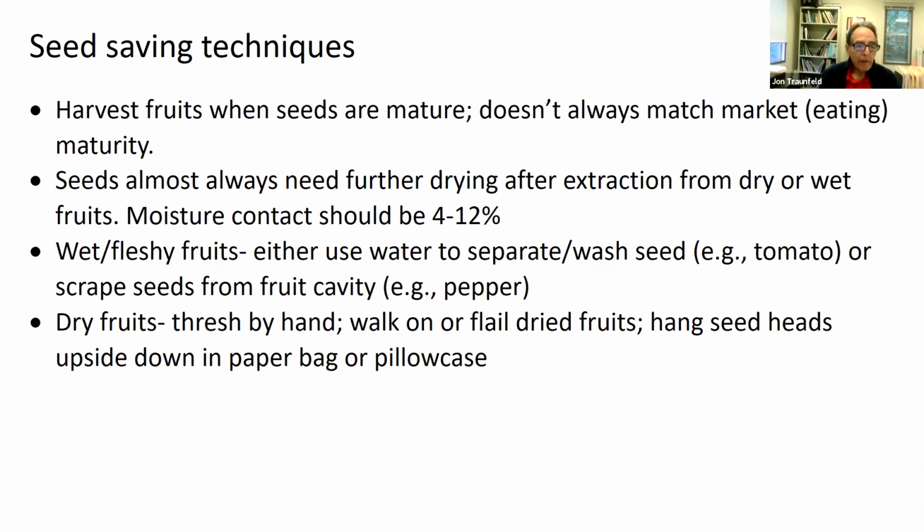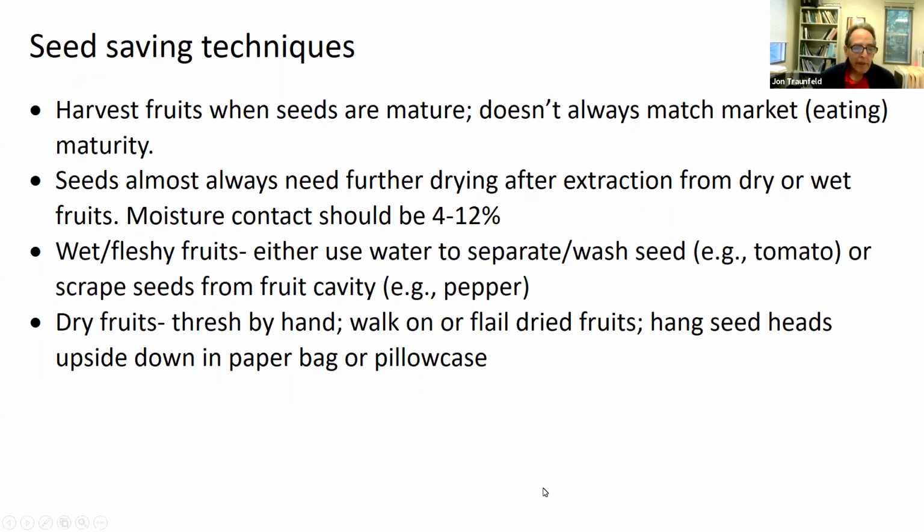And we'll talk about those wet, fleshy fruits. I'll use tomato as an example. And then we'll also talk about dry fruits. How do we get the seeds out, and how do we save them?